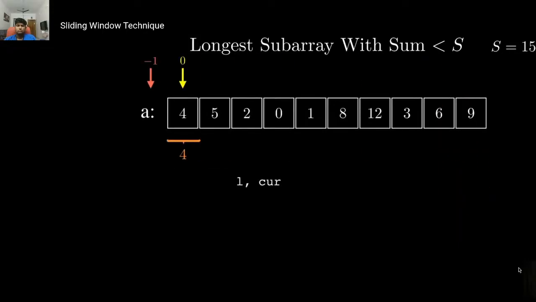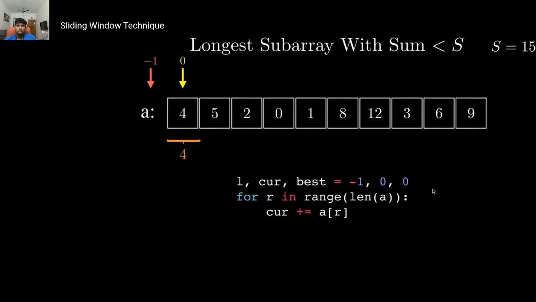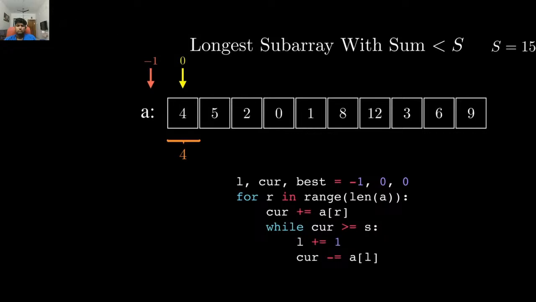We can initialize the left pointer to point to before the beginning of the array, initialize the current sum and the best answer to 0, and after that move the right pointer from the beginning of the array up to the very end, and on each iteration update the current sum and adjust the left pointer to make sure that the current sum is smaller than s. After adjusting the left pointer, we can update the current best answer as well.